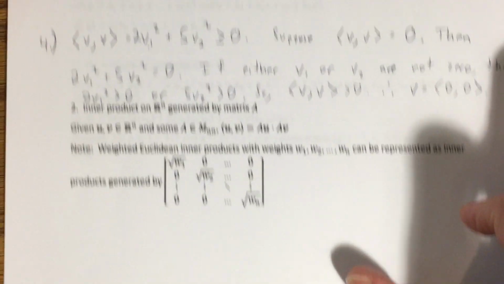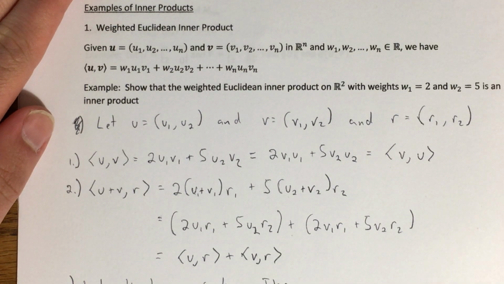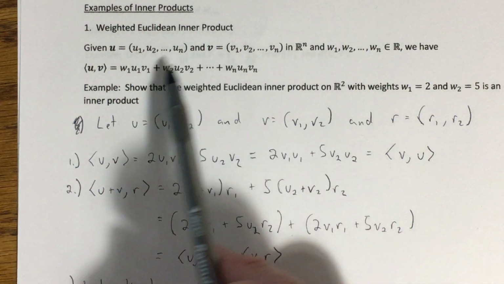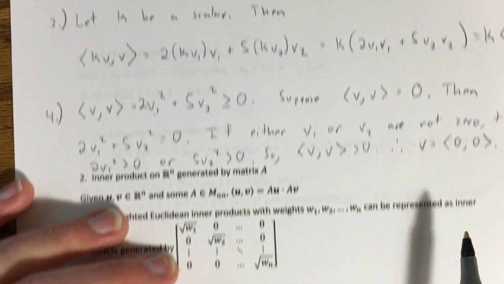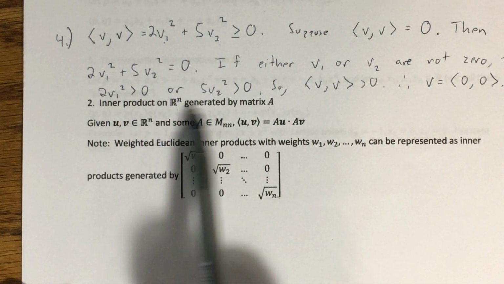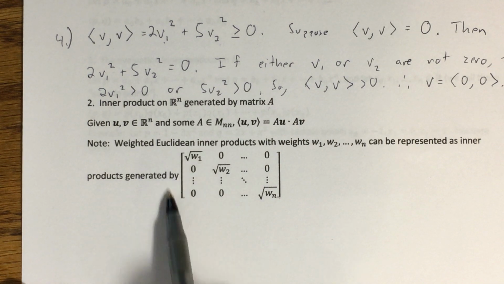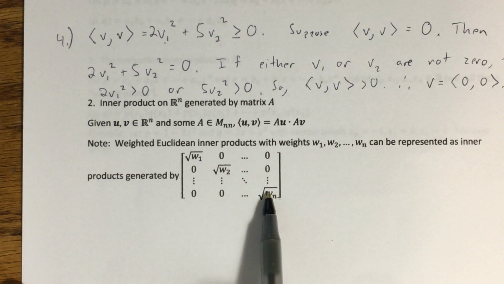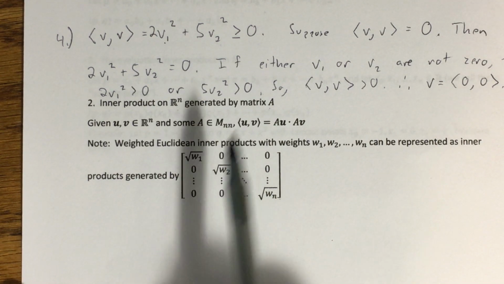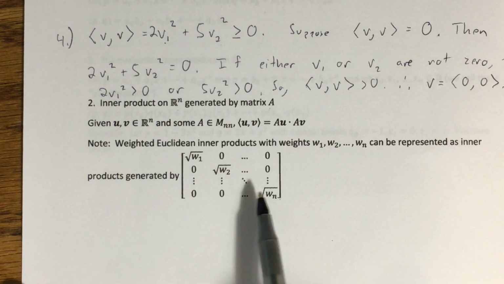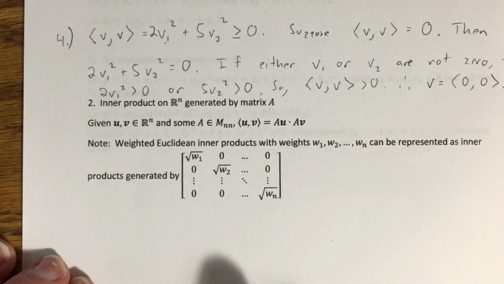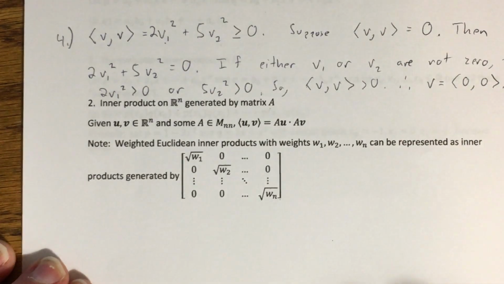So if I have a weighted Euclidean product with the following weights, W1 through Wn, one way of getting this exact inner product here is to think of it as an inner product generated by a matrix A, where this is the matrix A that's being used. A diagonal matrix where the diagonal entries are the square roots of the weights in order, W1, W2, all the way down to Wn. I'm not going to prove that here. You can look in your book for an example, and it's a good exercise just to try that on your own. Verify that this does, in fact, create the exact same inner product that we just talked about.